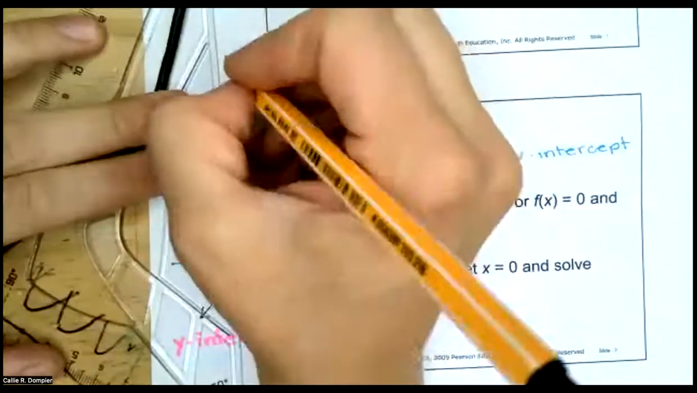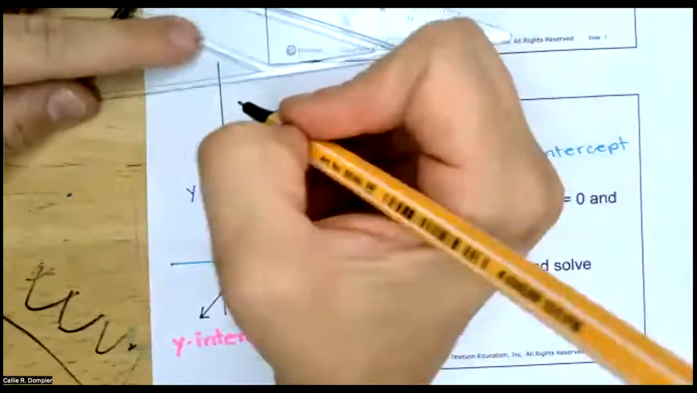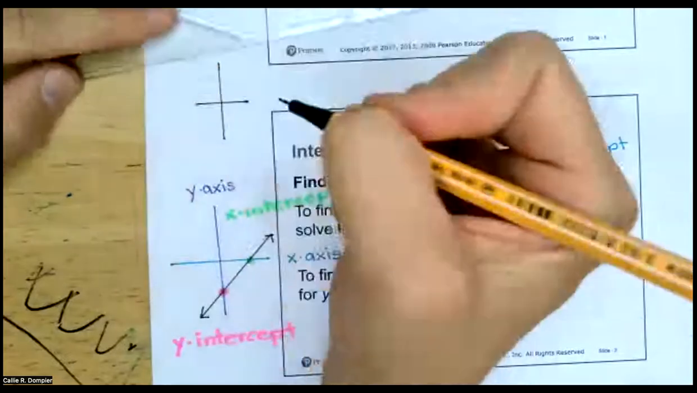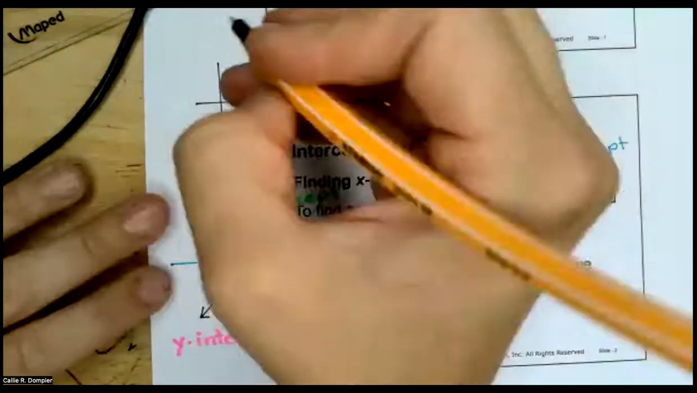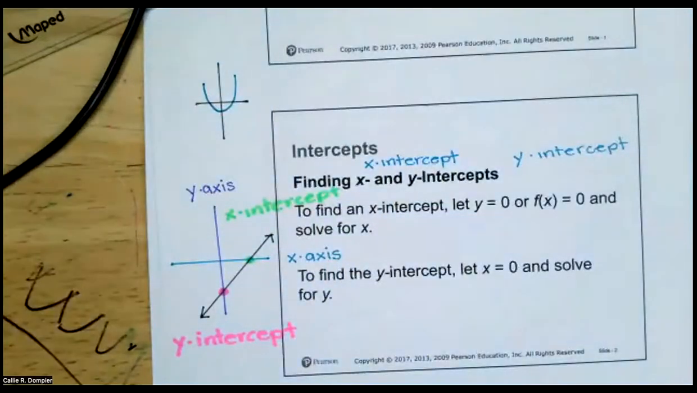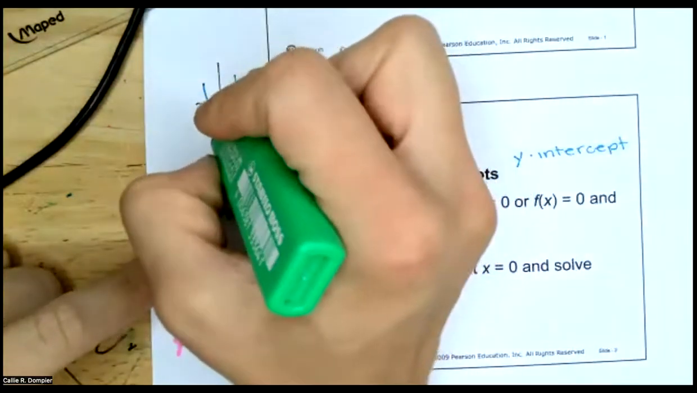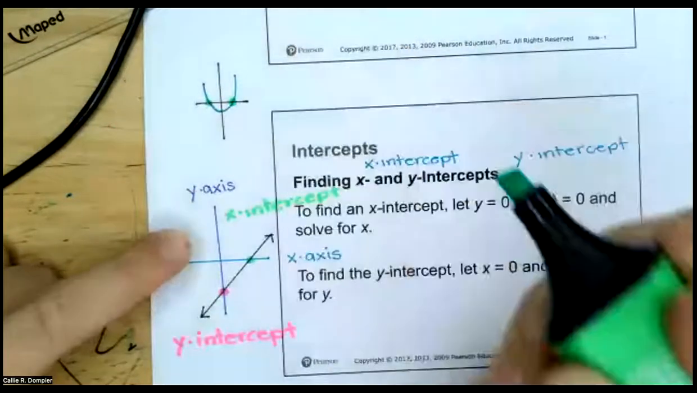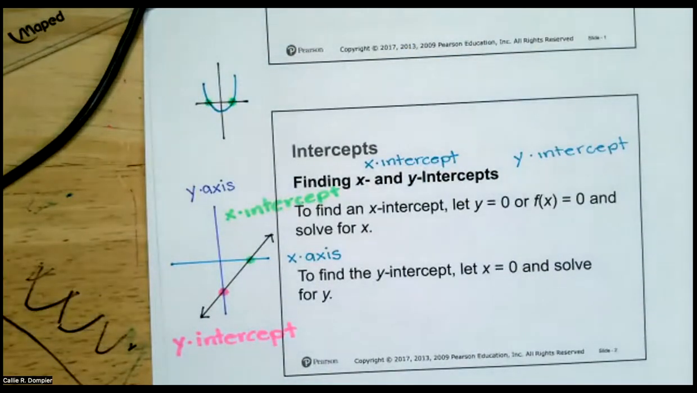And it is perfectly possible, as we saw in Desmos moments ago, that you have a parabola that has two x-intercepts, or you have two y-intercepts, okay? So in this case, these would both be my x-intercepts.